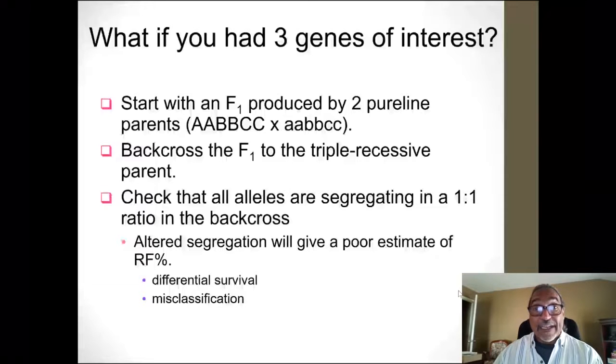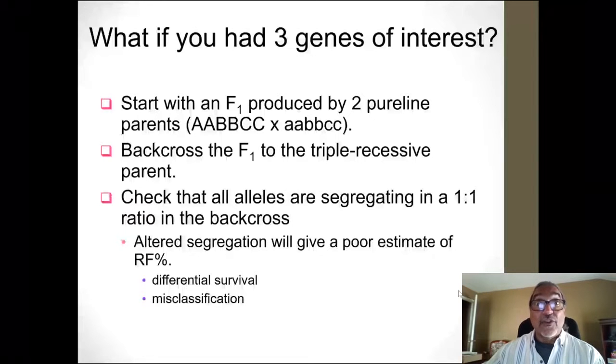Of course, if it didn't, if we got a significant chi-square estimate, then we have a problem with segregation. What alters segregation ratios? Well, 2 things. Differential survival of individuals with those gametes. And the other, unfortunately, is misclassification. If you make a mistake in phenotyping, if you make a mistake and put an individual in one phenotypic category that is incorrect, you will get a very, very poor estimate of recombination frequency.